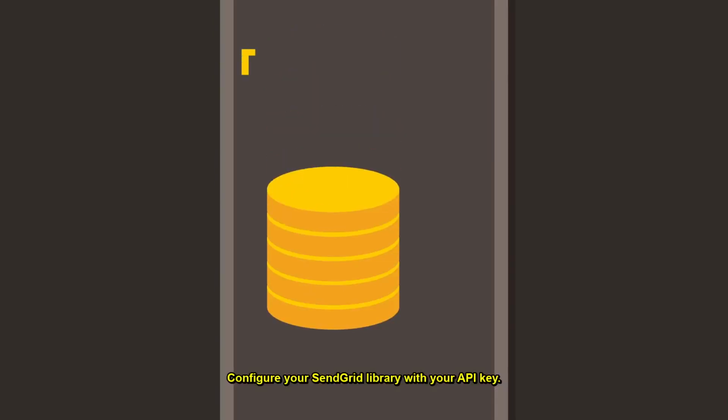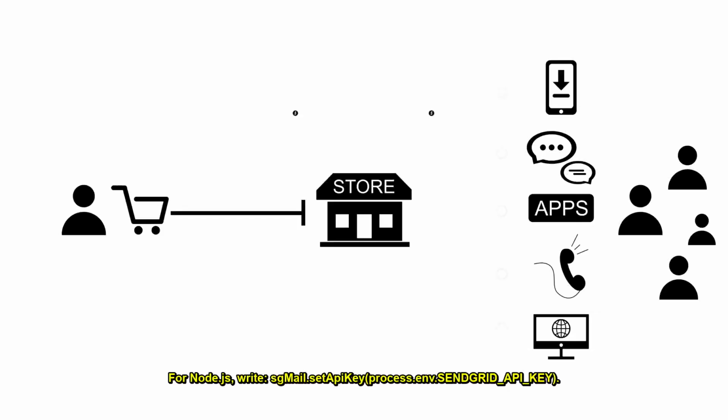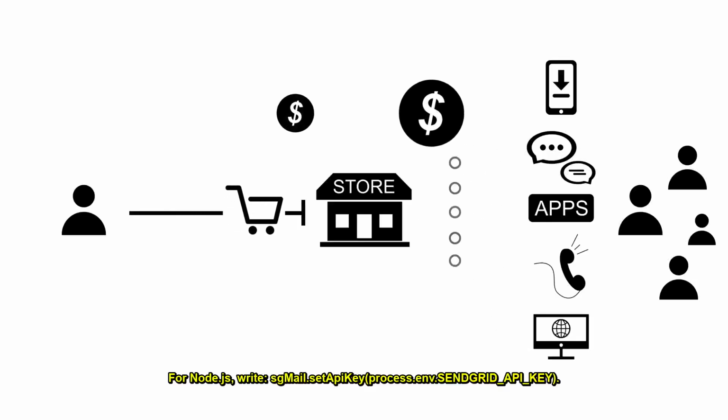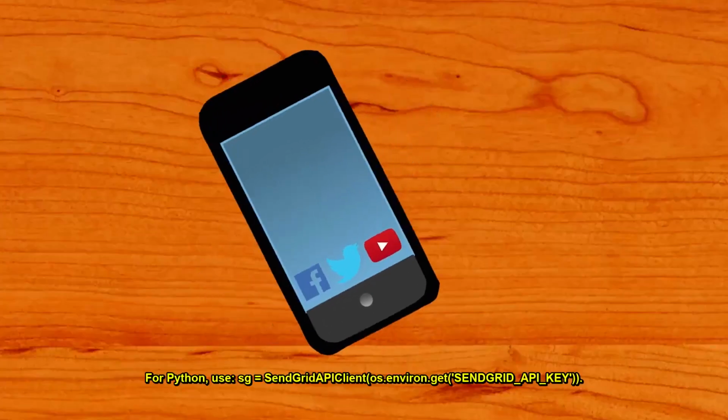Configure your SendGrid library with your API key. For Node.js, write sgMail.setApiKey(process.env.SENDGRID_API_KEY). For Python, use sg equals SendGridAPIClient, os.environ.get.